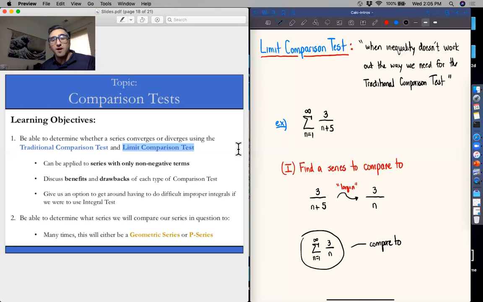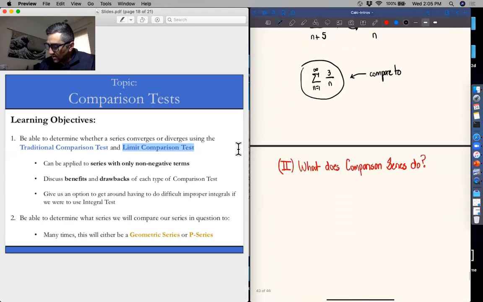And the next step for all of our comparison tests is always, what does the series we're comparing to actually do? Which brings us to step 2. What does that comparing series do? Well, if we look at this series, this is where we would invoke things like the P series or even geometric series for that matter. So we take a look at the series that we're comparing. We ask, who is this series actually? And we can think of this one of two ways. This looks like a P series with P equals 1. And since P is equal to 1, which is less than or equal to 1, this series diverges.